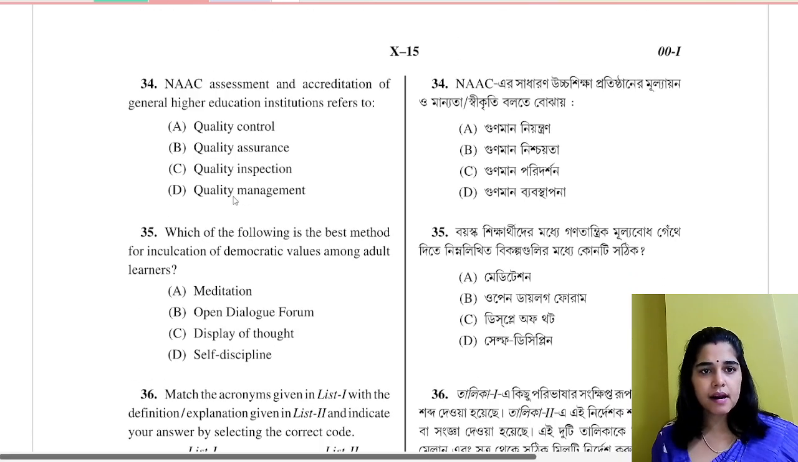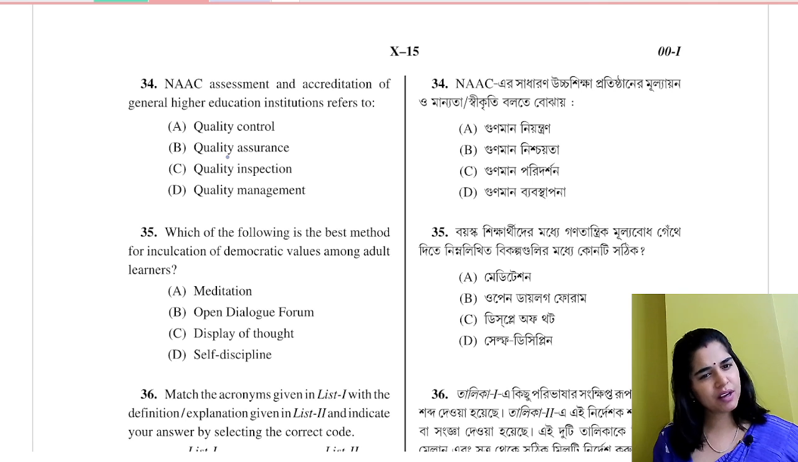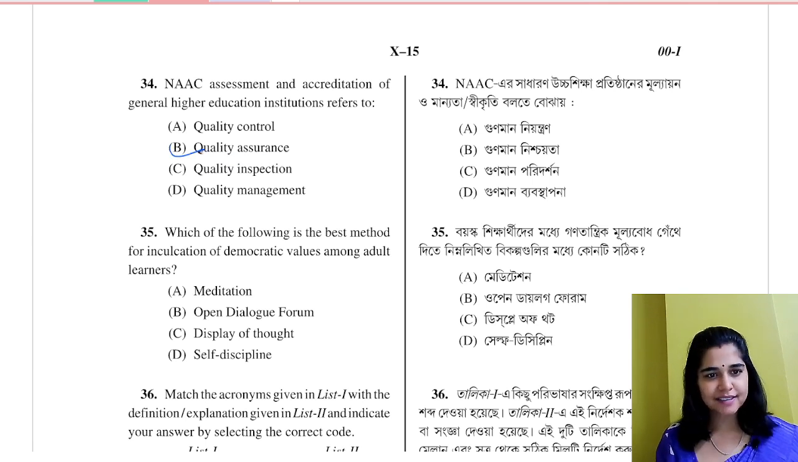NAAC, the National Assessment and Accreditation Council for higher education institutions, refers to quality control, quality assurance, quality inspection, and quality management. They provide quality assurance. Yes.